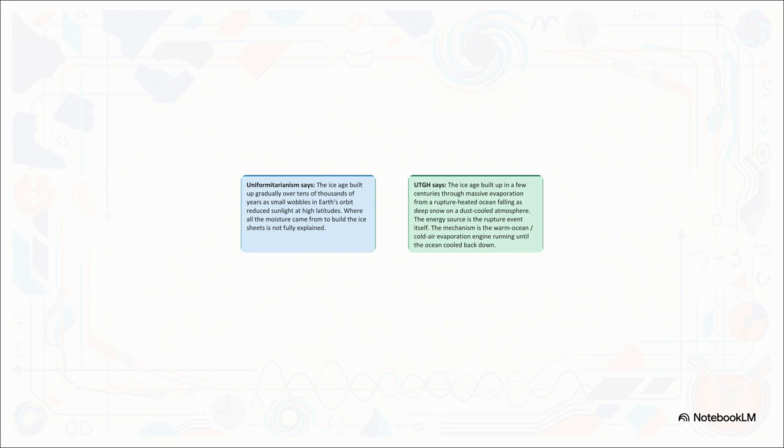It mathematically tries to answer the crucial question that the slow model struggles with. Where did the thermal energy and the moisture actually come from?